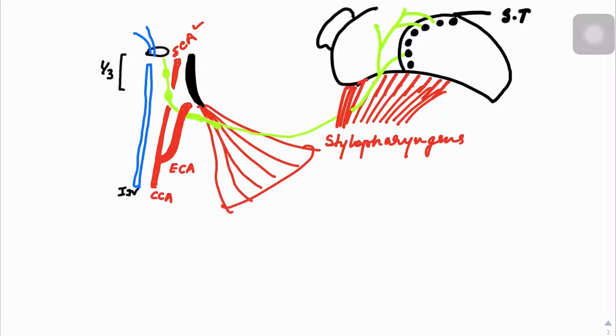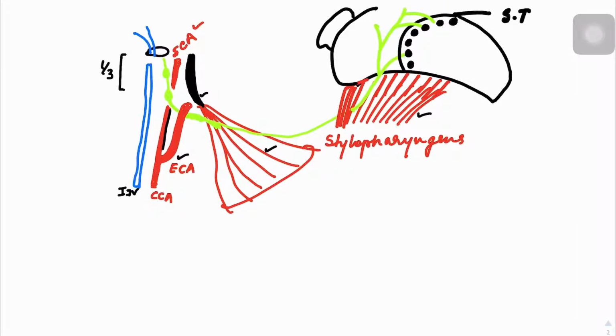Then it passes between the internal and external carotid artery, then lies deep to the styloid bone, then it lies above the stylopharyngeus, and then deep to the hyoglossus. So these are the important relations of the glossopharyngeal nerve extracranially. Now let us go to the next branch.